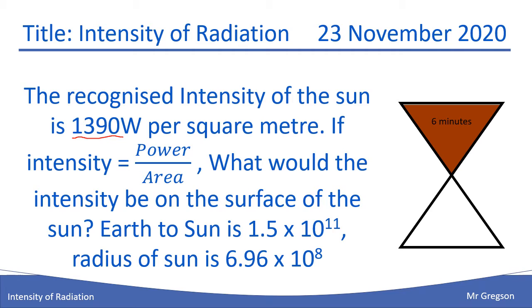But in this case, if intensity equals power over area, what would the intensity be on the surface of the sun? Now, obviously, the sun is its own sphere in its own right, and the distance out to the square meter that we're talking about on Earth is on its own sphere. So there's a bit of calculation to do. I will leave you with this problem. So pause. The working out is on the next slide. When you're ready, move on.